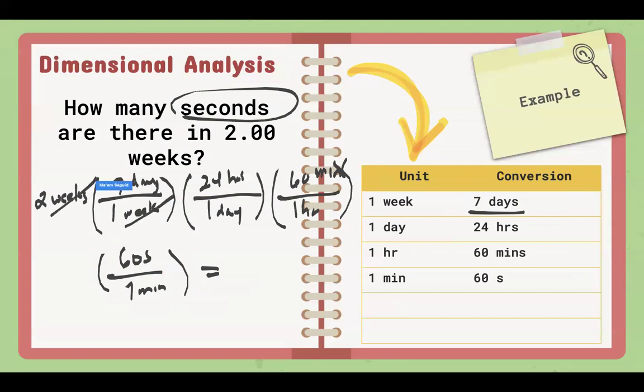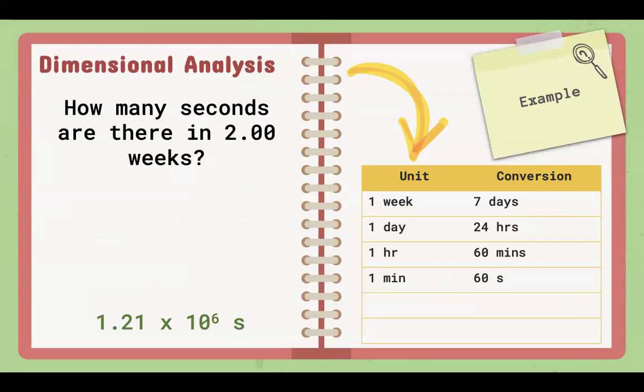So cancel out week here, cancel out day, cancel out hour, cancel out minute, and you are left with seconds. What will be the answer? If your answer is very long, you can write it in scientific notation, just like this one. So the final answer is 1.21 times 10 raised to 6 seconds. So that is how we convert dimensionally some simple conversions that we have. Later, I'll be asking you to do more of the practice exercises.